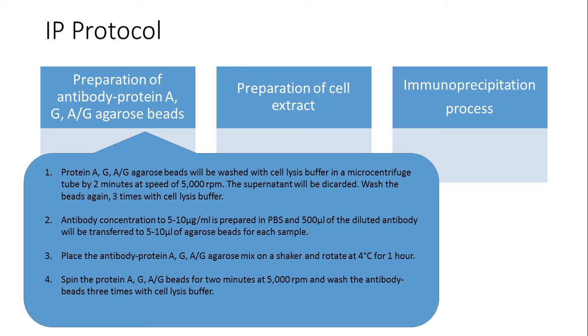Then, a diluted antibody will be transferred into each of the agarose beads sample. This mixture of antibody protein antigen agarose mix will be shaken and rotated at 4 degrees Celsius for about an hour. Lastly, the protein antigen will be spun for about 2 minutes to detach the antibody beads, and the beads will be washed again 3 times with the same cell lysis buffer.